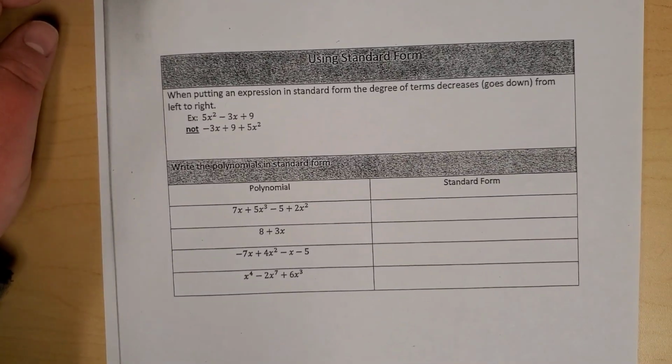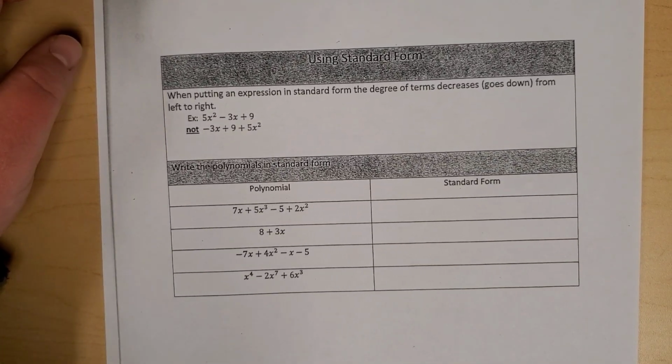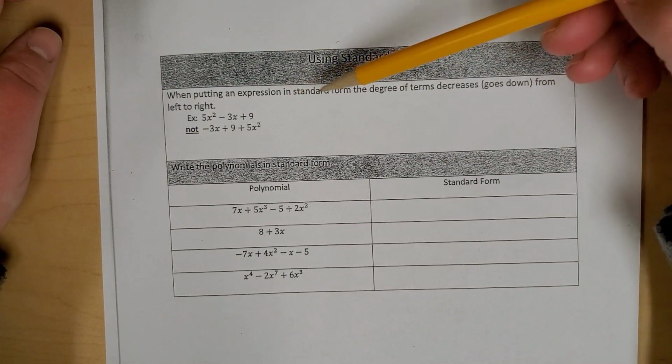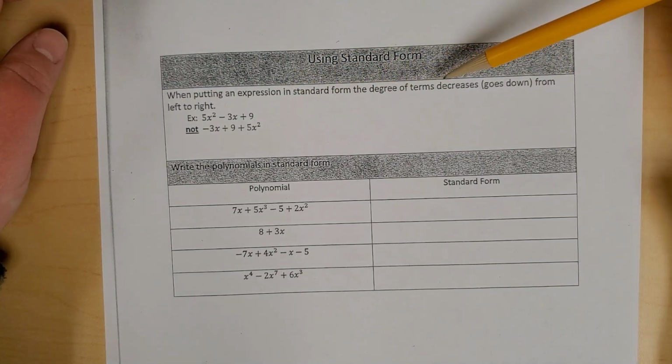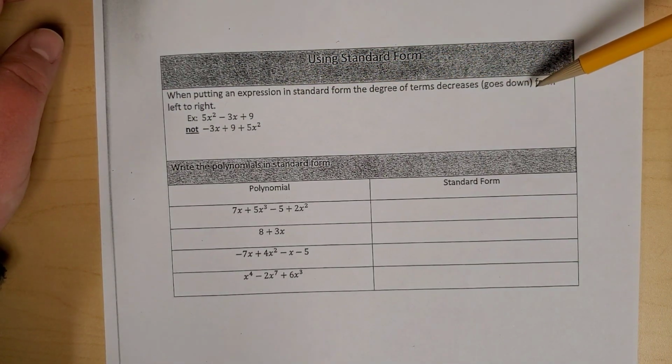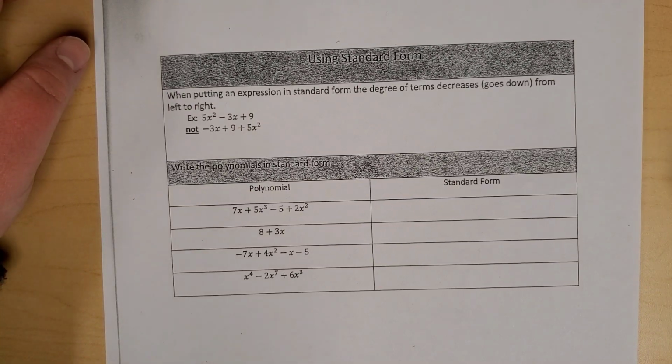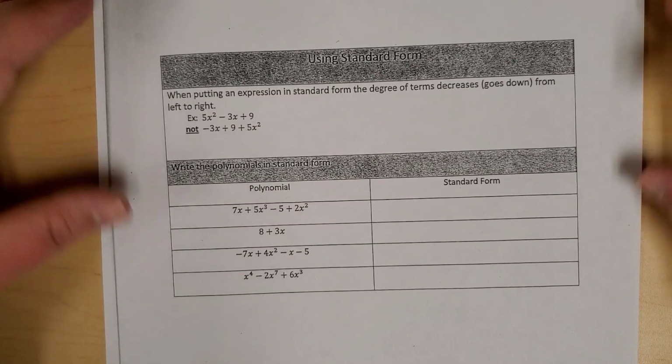Hey guys, in this video I am going to teach you how to use standard form. Up at the top of page 75 in your notebook it says using standard form. When putting an expression in standard form, the degree of terms decreases or goes down from left to right. Basically that means I want the exponents in order from greatest to least. Okay? So let's just jump right into it.